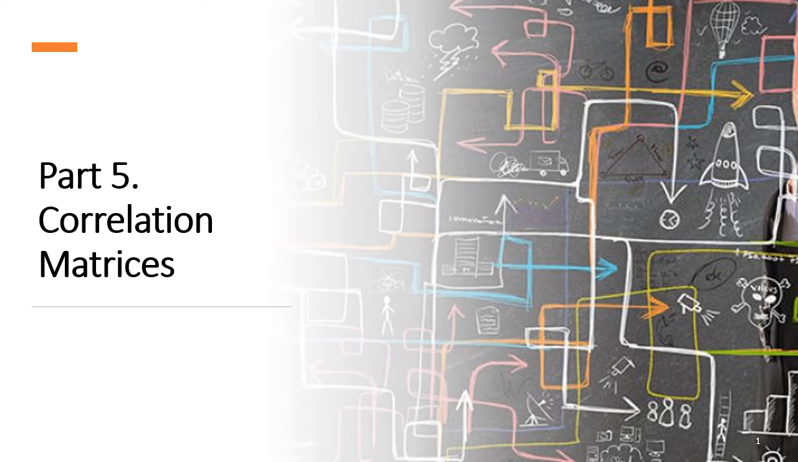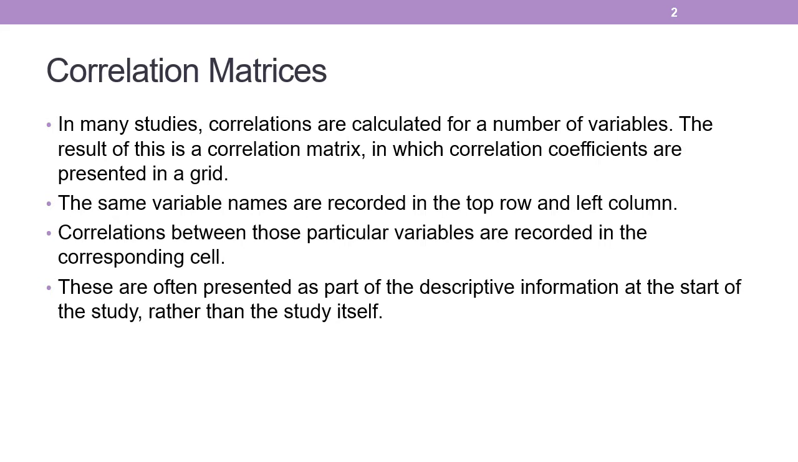Part 5 is complex correlations. In many studies, correlations are calculated not just for one pair of variables, but for lots of pairs of variables. And this creates what we call a correlation matrix, in which correlation coefficients are presented in a grid. You'll see that the same variable names are recorded in the top row and left column, and correlations between those variables are recorded in the corresponding cell.